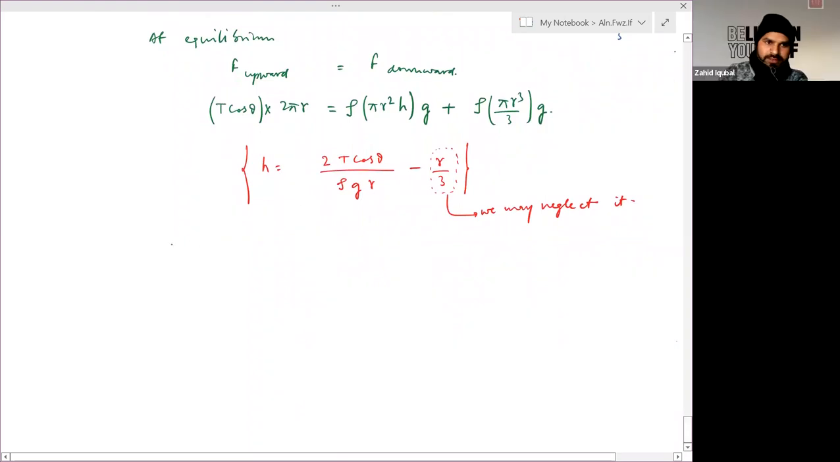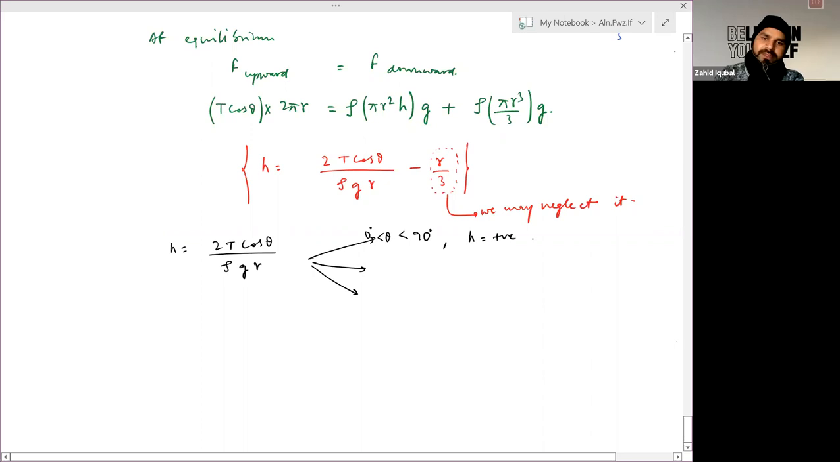Now, depending upon this relation, h is equal to 2T cos theta divided by rho g r, where r is the radius of capillary tube, rho is density, and g is gravity. On the basis of the value of theta, we may define its meniscus in three different parts. If theta is acute, it means less than 90 degrees, so cos theta will be positive. So height will be positive. It means it will be ascending.